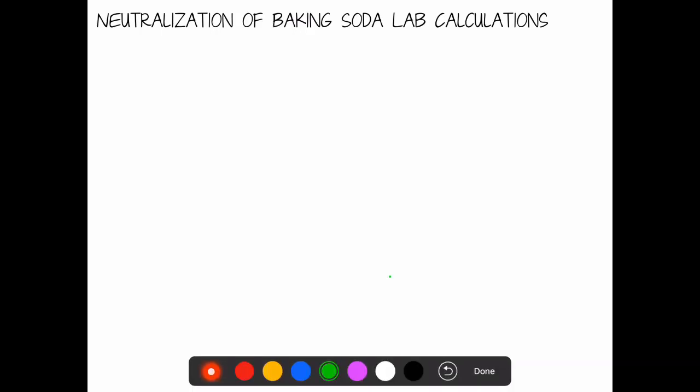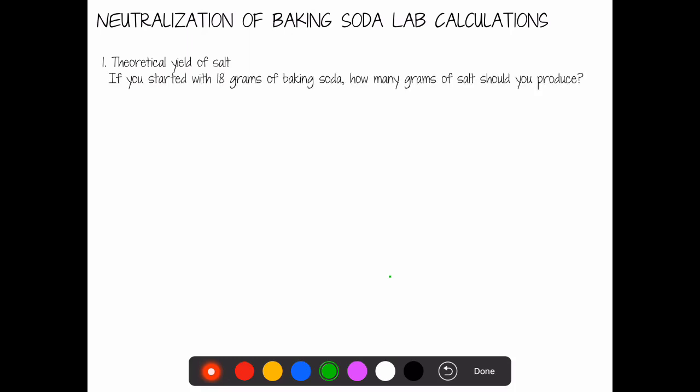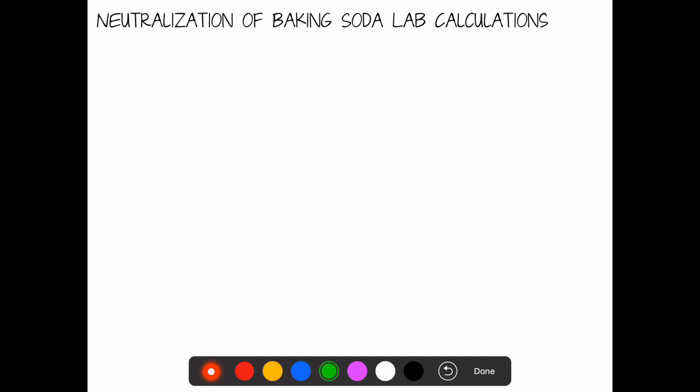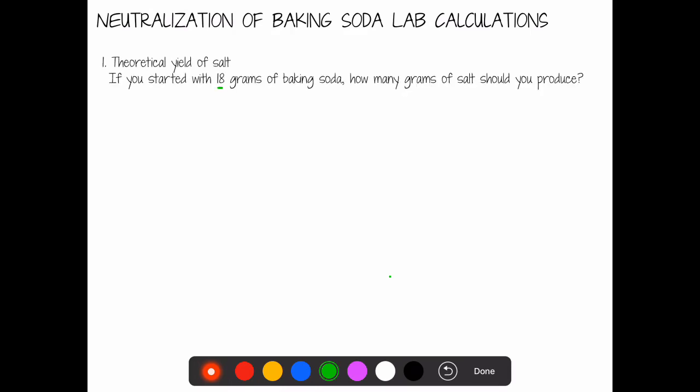Okay, so I am going to walk you quickly through some of the lab calculations from yesterday. First, we need to figure out our theoretical yield of salt. Just a quick note here, I am going to be using numbers that are larger than what you actually used in lab. For instance, I have 18 grams of baking soda. You should have had closer to half a gram. So your numbers should not be the same as mine, but the process will be the same.